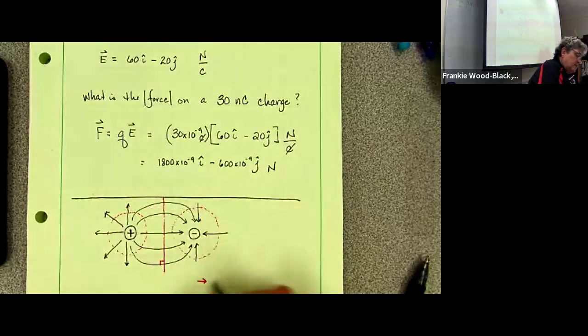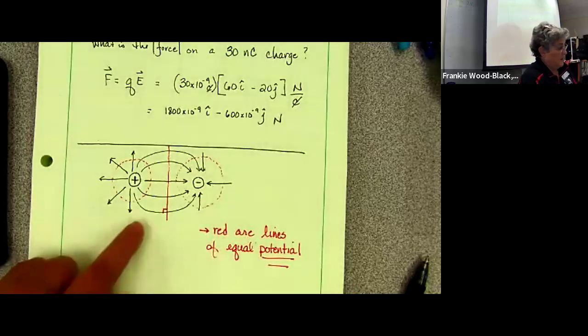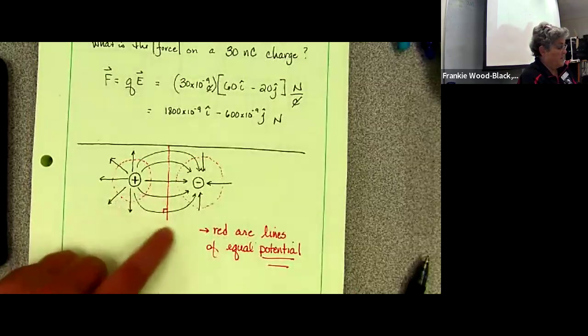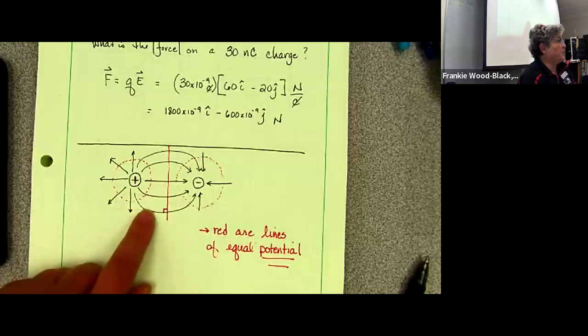And the red lines are lines of equal potential. And we're going to get to potential next week. But these are easy to measure. And we can actually measure lines of equal potential. And then we can infer our electric field lines.